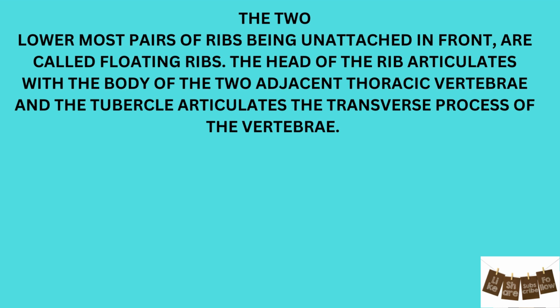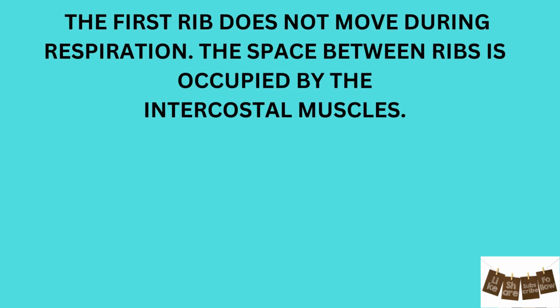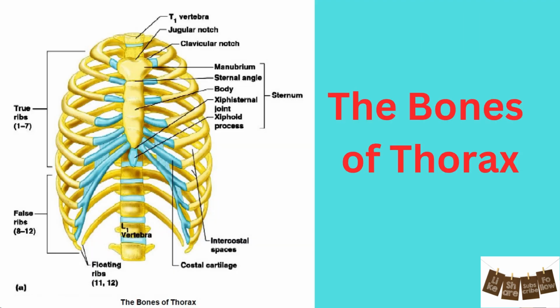The head of the rib articulates with the bodies of the 2 adjacent thoracic vertebrae, and the tubercle articulates with the transverse process of the vertebra. The first rib does not move during respiration. The space between the ribs is occupied by the intercostal muscles. The bones of the thorax.